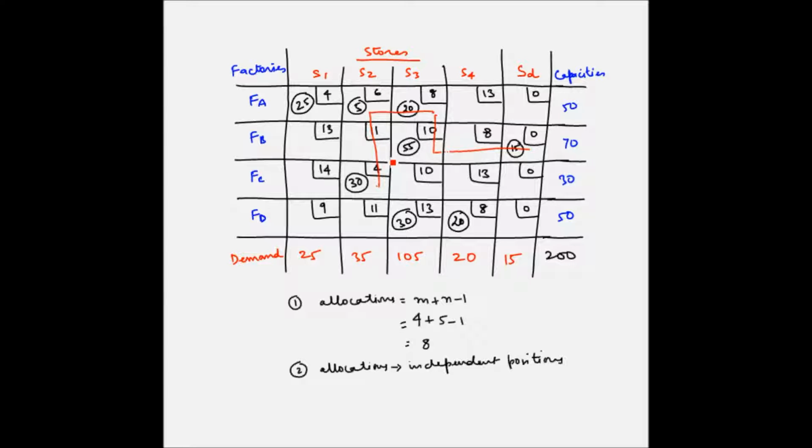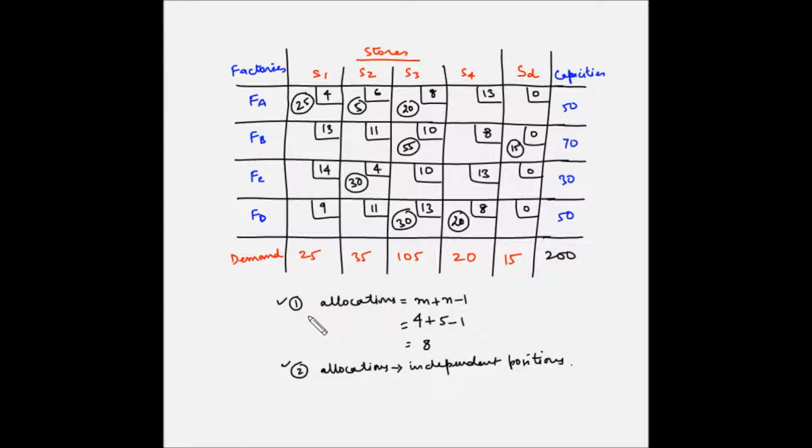So similarly, if you evaluate all the other squares which have allocations in them, you'll realize that all of them are in independent positions. So both these conditions are met. So what this means is that we can now proceed with the optimality test. Now there are two methods for performing the optimality test. For this example, let's use the modified distribution method, or the UV method.